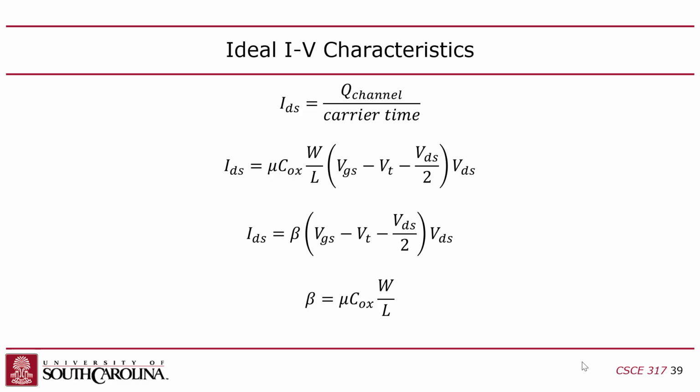You can set the width and length to whatever you want. Generally, the length is minimized; you want the length to be as small as possible. But the width is something you can change. What is that doing exactly? If I increase the width, that increases this beta value, which is going to give me more current, right? So if you want more current, you can increase the width.